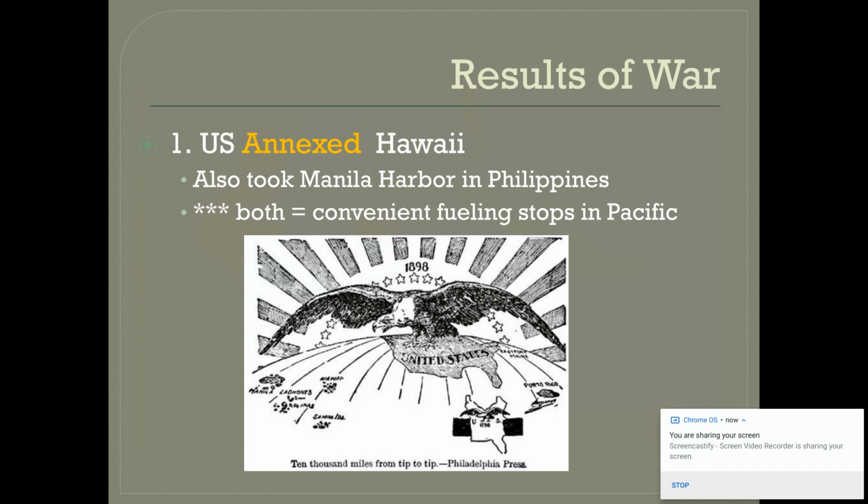Results of this war: it doesn't last very long. It only lasts a few months. The United States is pretty quick to defeat Spain. But some of the things that are going to come out of this, number one, the United States is going to annex the island of Hawaii. They're also going to take Manila Harbor in the Philippines. And the reason why they wanted both of these places was because both would be huge for fueling purposes for ships and eventually being jumping off spots in case they needed to address any problems in that part of the globe.